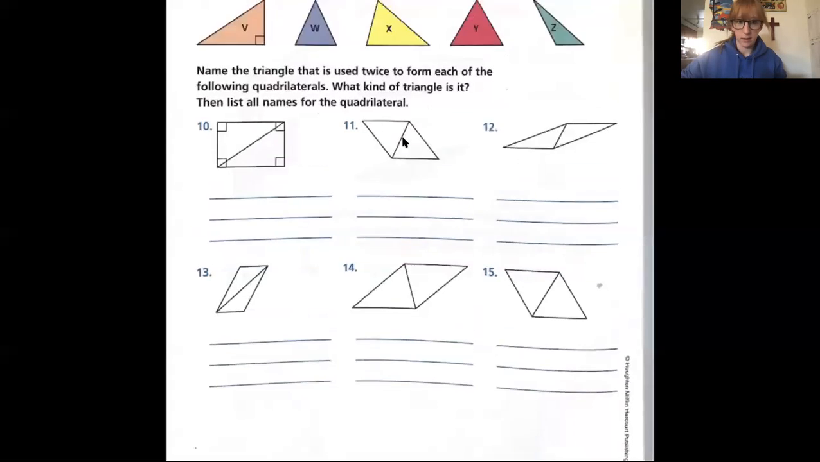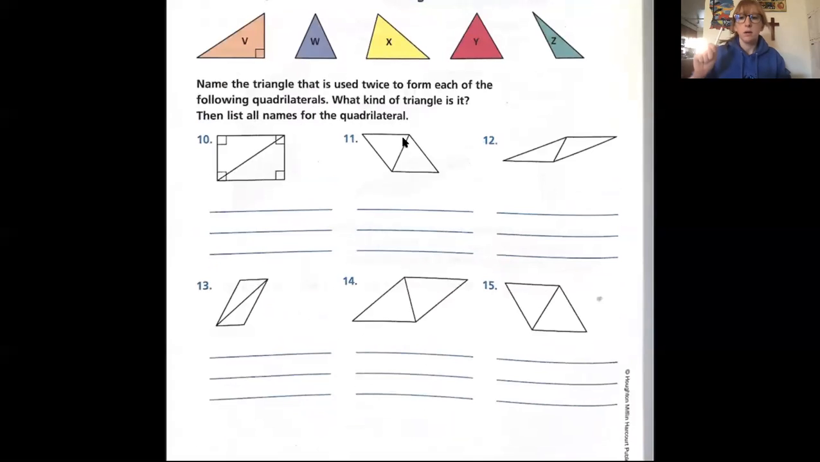There we go. Okay. So if we look at triangle V, that's the only triangle with a right angle. So we can look down at our quadrilaterals in 10 through 15 and look to see which one has a right angle. Right away we see number 10 has that right angle, okay? And there's several. We're just going to look at how they have drawn that diagonal for us to create those triangles. And we're looking at two right triangles here.